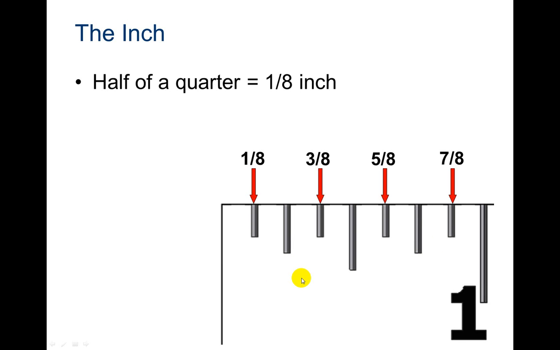Next, we're going to half those. So now we have 1, 2, 3, 4, 5, 6, 7, 8 sections within the 1 inch. And so 1/8, 2/8, which we're going to reduce down to 1/4, 3/8, 4/8, again a half, 5/8, 6/8, which again is 3/4, and 7/8, and then 8/8, which is like an inch.